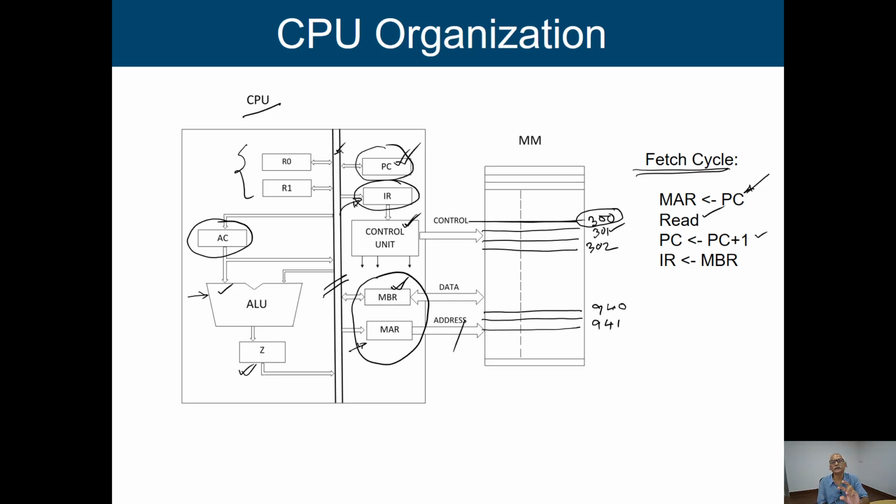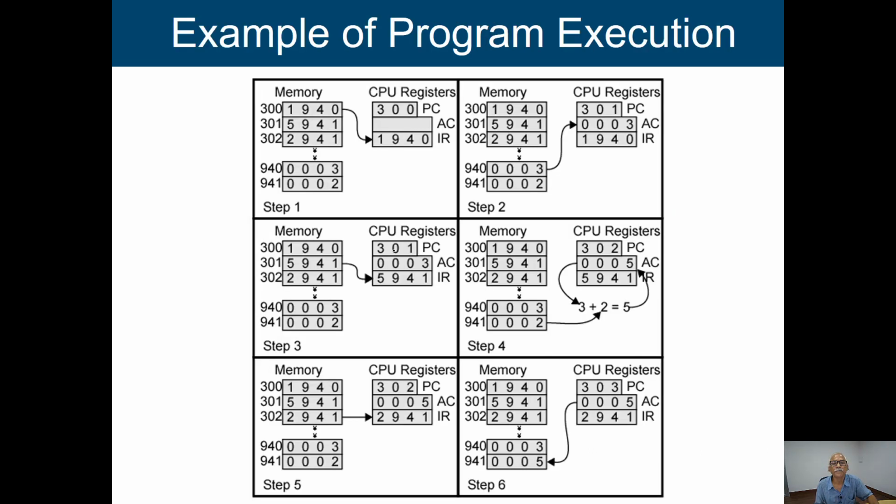Once we get this instruction in the IR, it is a bit pattern. Now we are going to interpret it, so that information will be given to the control unit, and our control circuit is going to interpret this particular bit pattern, and accordingly we are going to perform the job. Now you just see what is happening. Initially the value of the program counter is your 300.